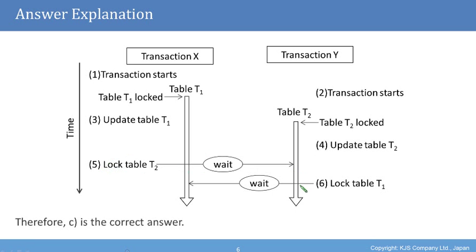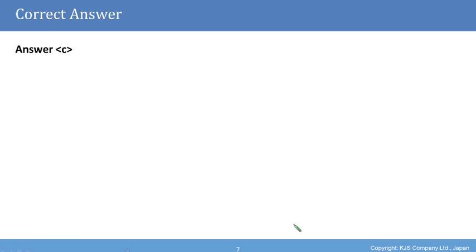And with both waiting for the other to finish, this becomes a mutually locked situation and it is known as a deadlock. Therefore, C is the correct answer. The systems go into deadlock when they are both mutually waiting for each other to finish.